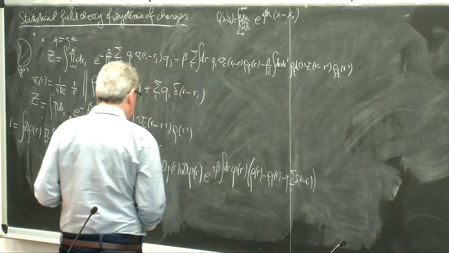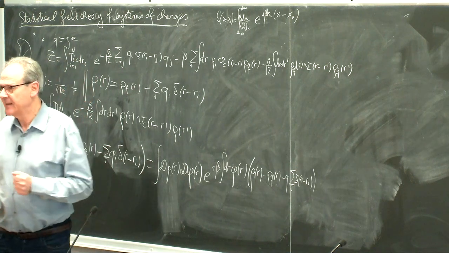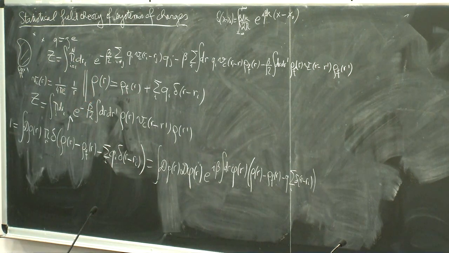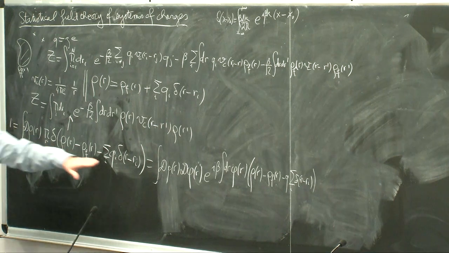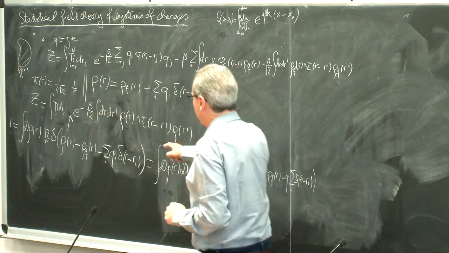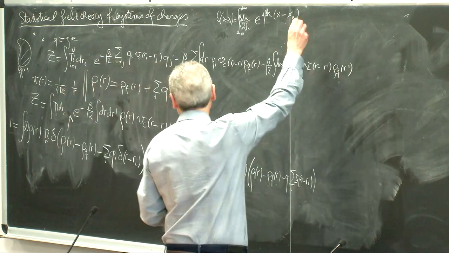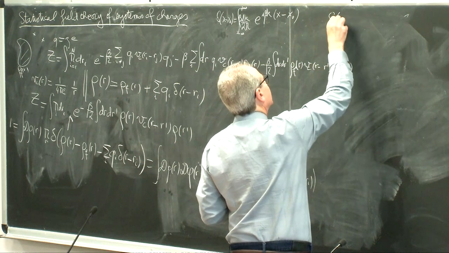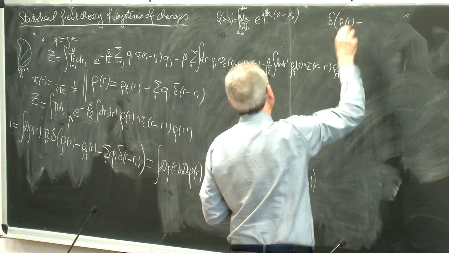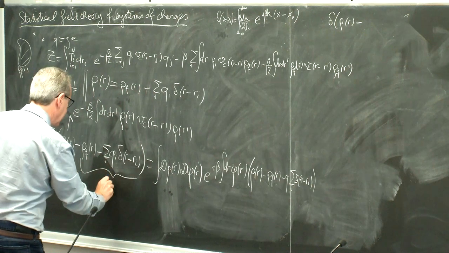Okay, so it is really this. Here you have this delta function. So this delta function, I can write as delta of rho of r minus, let me call this rho zero of r if you want.